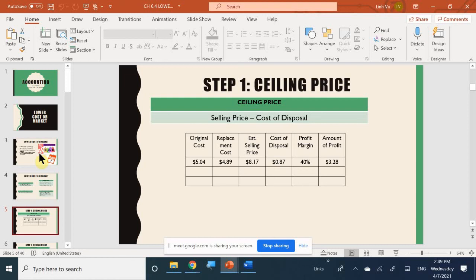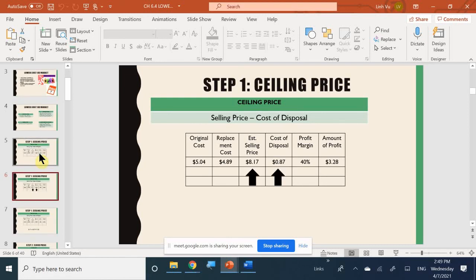Again, the profit margin is not as important because you're going to be given the amount of profit anyway. This is just because with my selling price, I'm assuming that I want to get at least a 40% profit. So if I originally purchased my item at $5.04 and I'm selling it at $8, I expect to reach at least 40%. That means I need to gain a profit of at least $3.28. Okay?